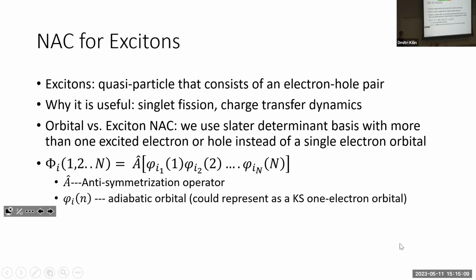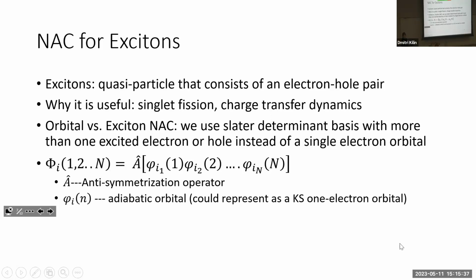So if we want to move on to excitons, which are, in brief review, a quasi-particle that's an electron-hole pair, it can be useful if you're looking at things like singlet fission or some charge dynamics situations. And the difference between orbitals and excitons is, instead of having our single orbital exciton wave function, we use the Slater determinant basis, which will be made up of these adiabatic electronic structures, which could be represented as one-electron conjugate orbitals.